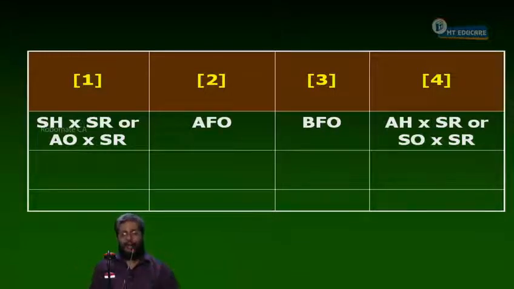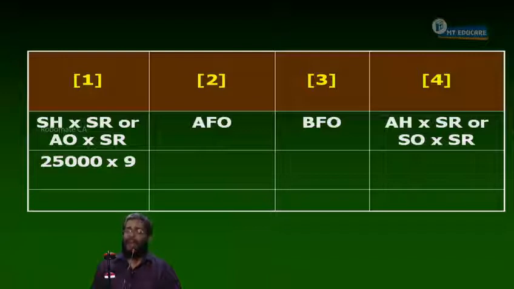Anything which you want, you can just use it. I use 25,000 units. What is 25,000 units? Actual output. Into 18 or 9? 9. Because units should multiply by per unit rate. Okay, 25,000 into 9.